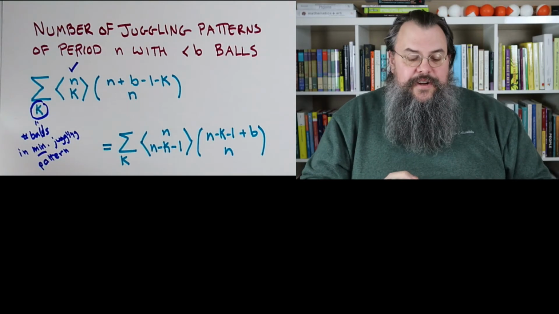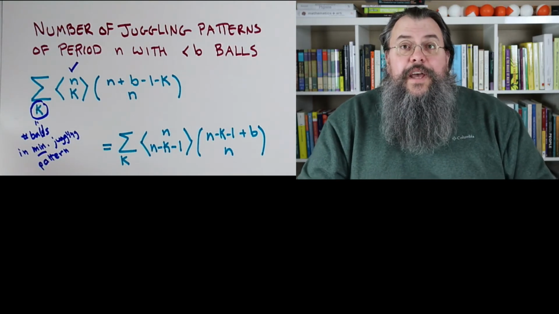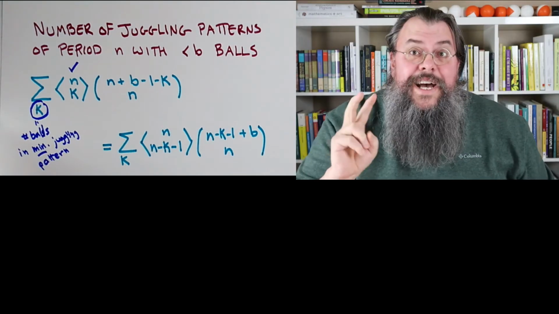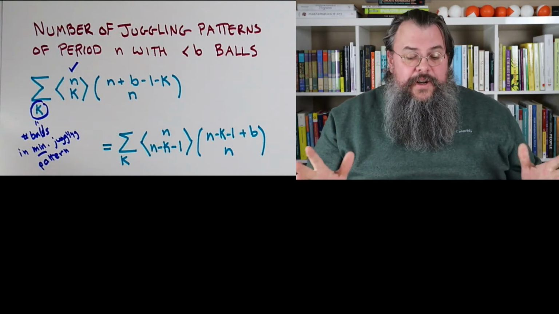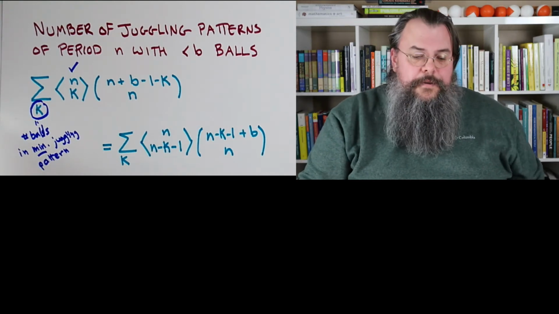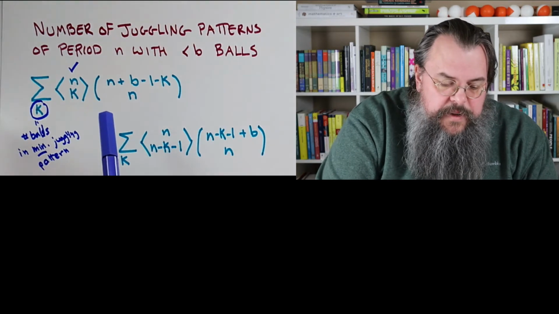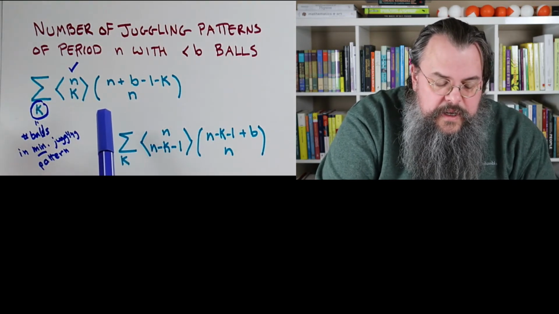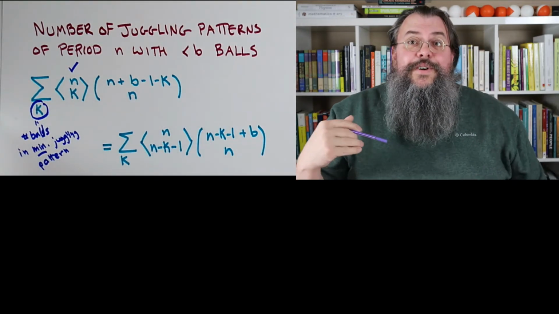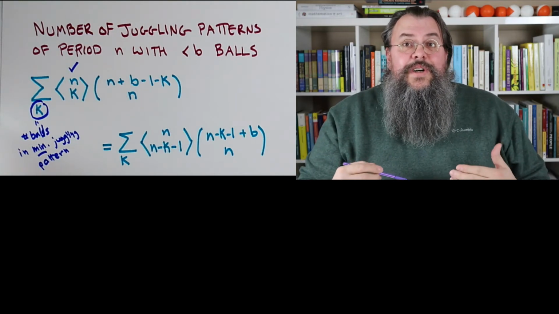How many juggling patterns are there of period n with k balls? Now to our second term. The second term is a binomial coefficient. And what's happening here? Well, it does feel like bars and stars. So let's dig into what's going on.